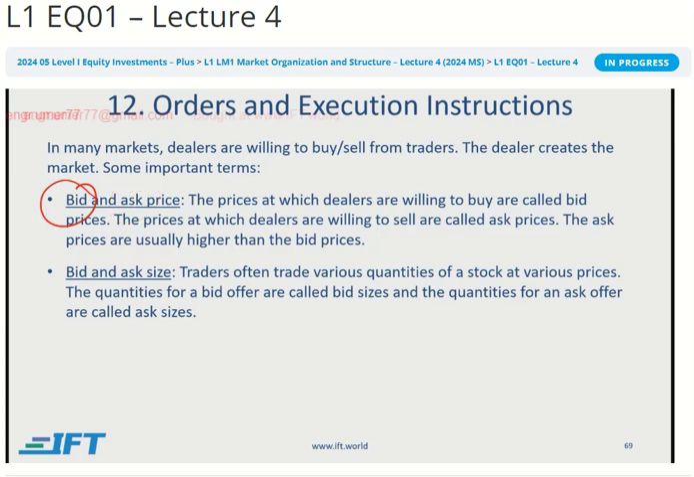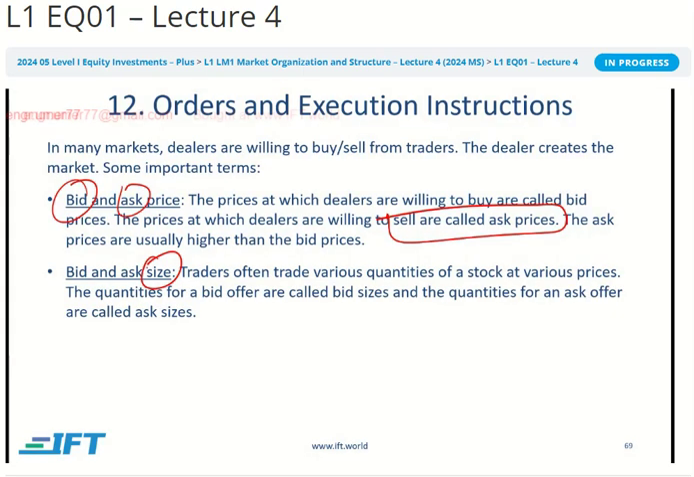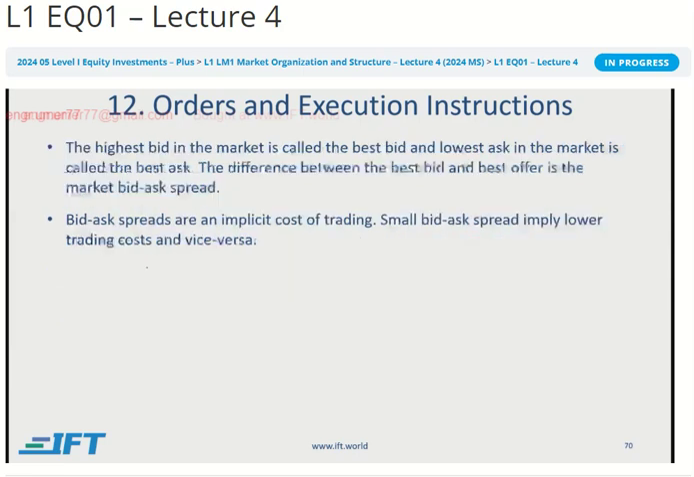If there is somebody who's willing to sell, the price they are asking for it is called the ask price. If there's somebody willing to buy, the price at which they are willing to buy, that's called the bid price. And of course, the number of shares is the bid and ask size. We already discussed what the order book is. It's made up of bids and asks, both price and size.